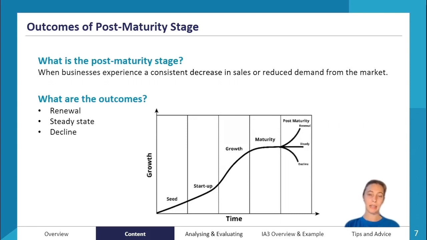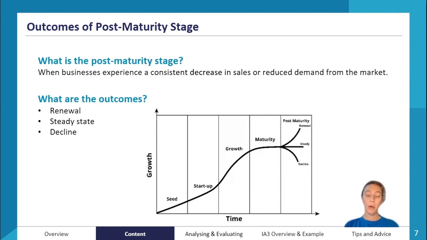So what is this stage? This is when a business is experiencing a consistent decrease in sales or a reduced demand from the market. So it's exactly following on from maturity. Maturity was all about having that plateau, that sense of being at the top of the market in the industry that the business is operating in. In post-maturity, it's not as stable as that, but there are three different outcomes.